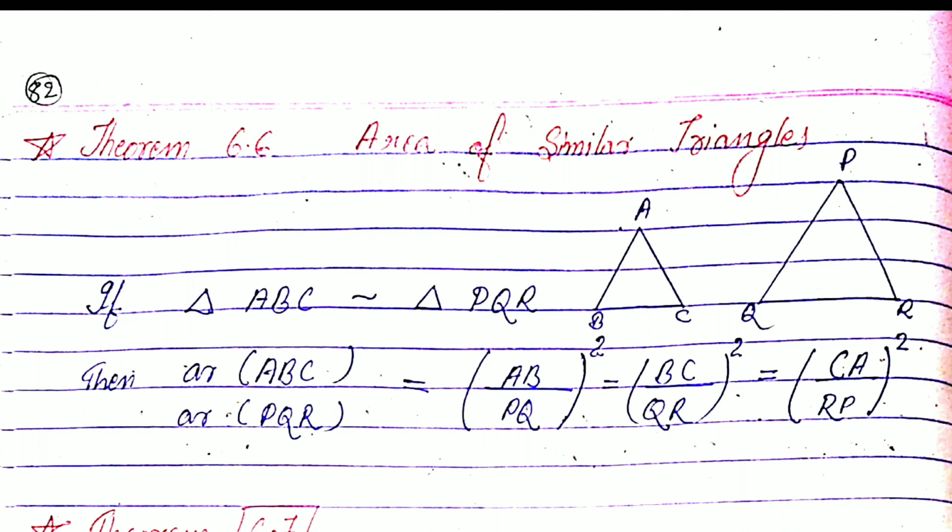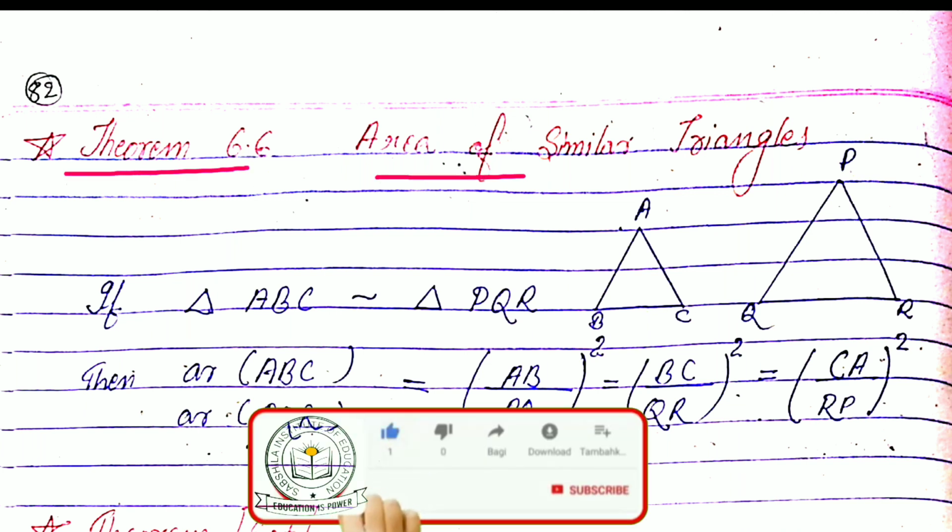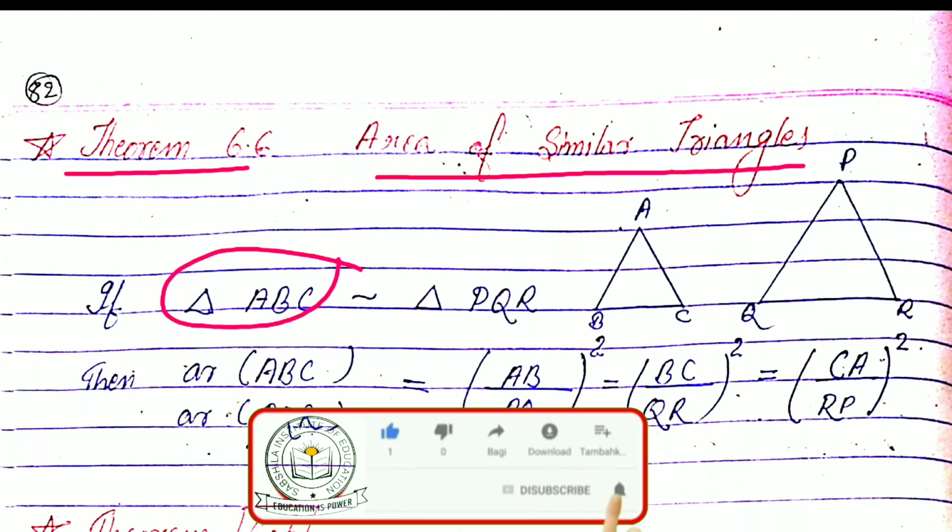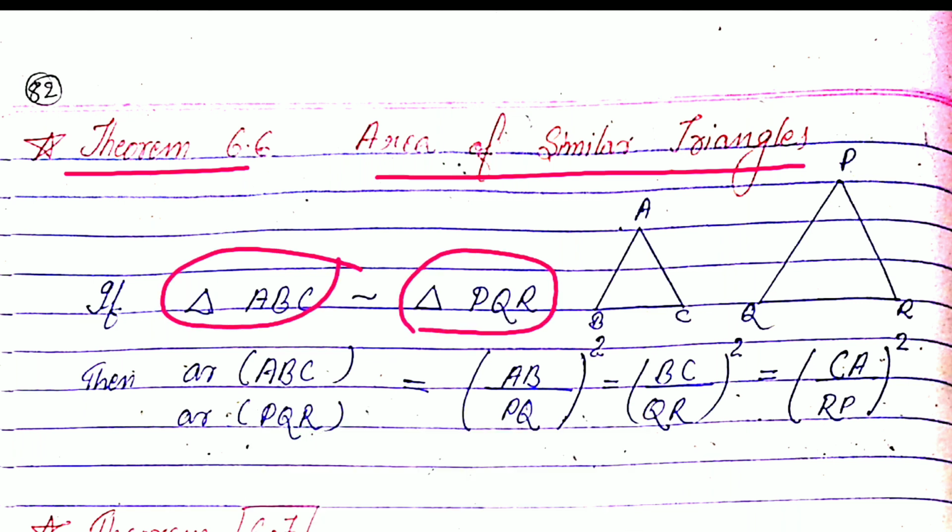Okay. Let's see the next theorem, that is area of similar triangles. If ABC is similar to PQR, then what will happen? The area of ABC divided by the area of PQR will be equal to AB by PQ squared, equal to BC by QR squared, equal to CA by RP squared. That means the areas are proportional to the squares of the corresponding sides of the triangles.